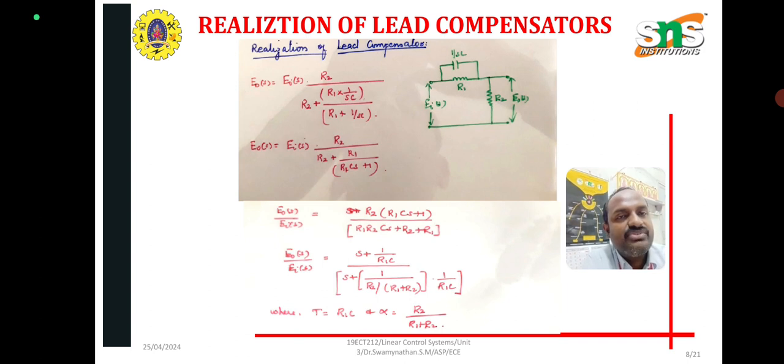Same thing for E naught. E naught is nothing but the divider rule you are applying. Ei of S is the input signal, the input voltage. So Ei of S into R2 divided by R2 plus R1 divided by R2CS plus 1. You can reduce the value and get the output divided by input, that is the transfer function. So T is equal to R1C and alpha is equal to R2 divided by R1 plus R2.